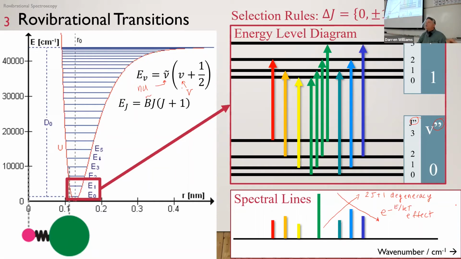And we have the same kind of profile on this side based upon the Boltzmann distribution, which is the probability of being populated in the ground state or the v equals 0 rotational states. Yes.